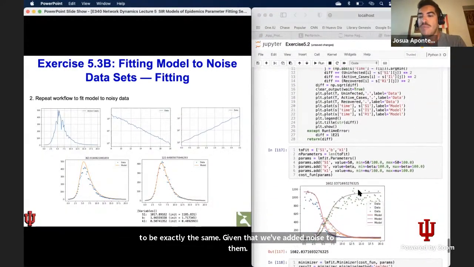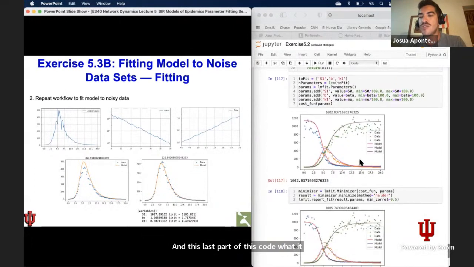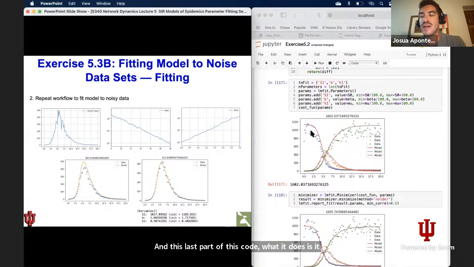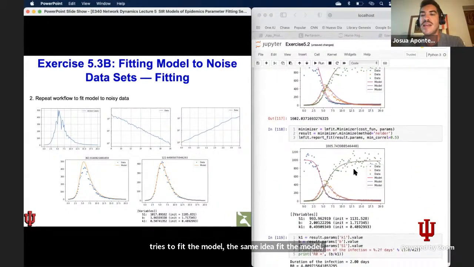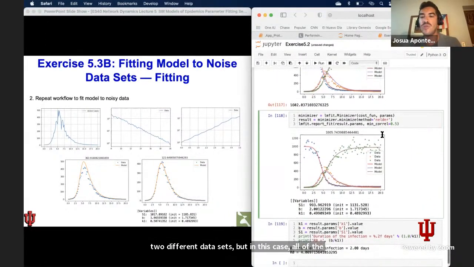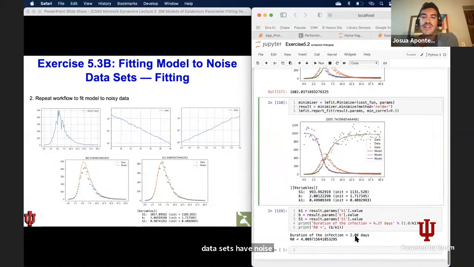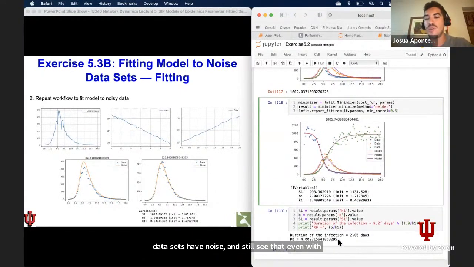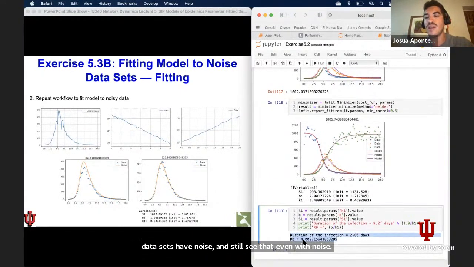And this last part of the code tries to fit the model, the same idea, to different data sets, but in this case, all of the data sets have noise. We still see that even with noise, we're very close to the ground truth. And that is because we have additional data, and additional data means better estimates and more confidence in the parameter estimates.